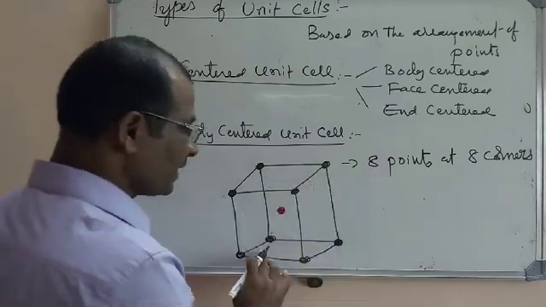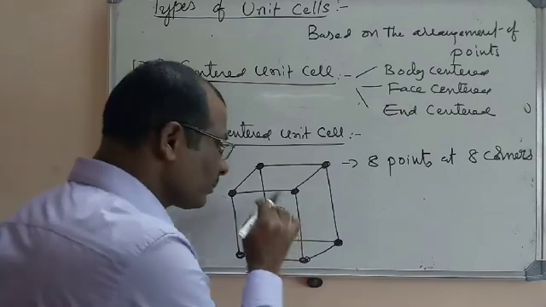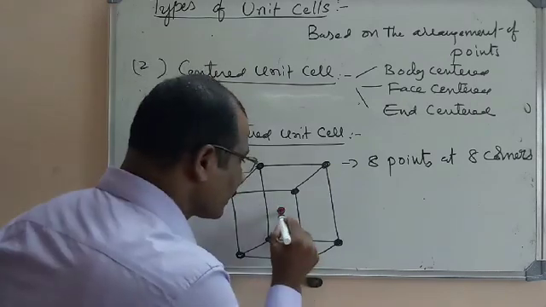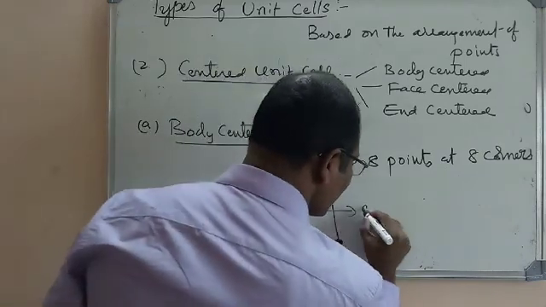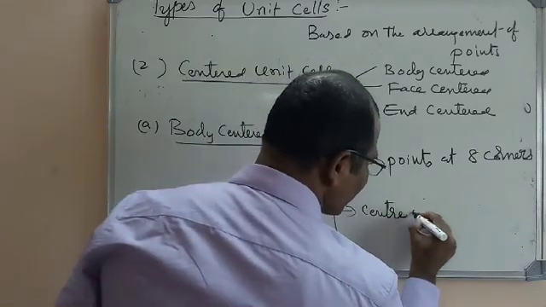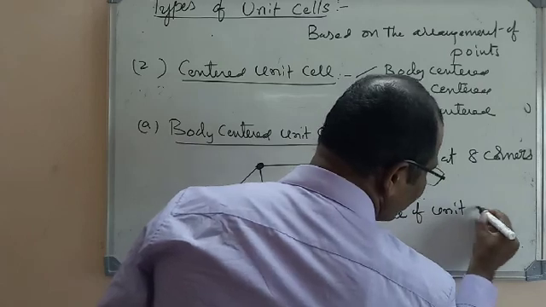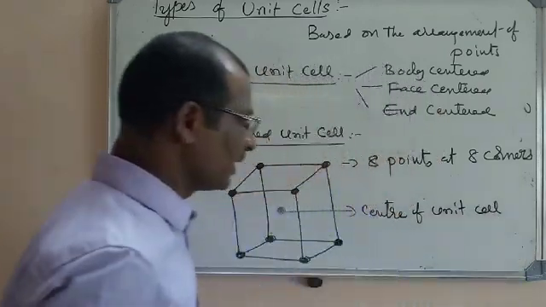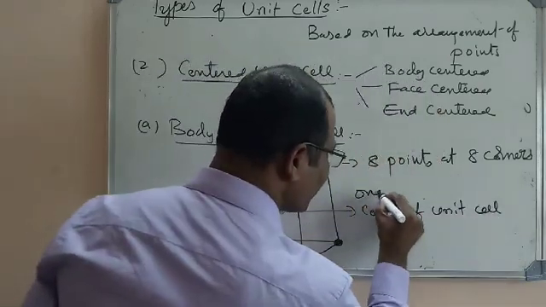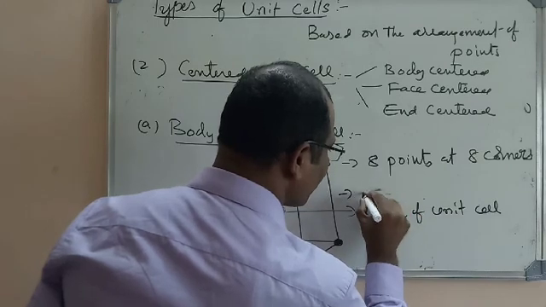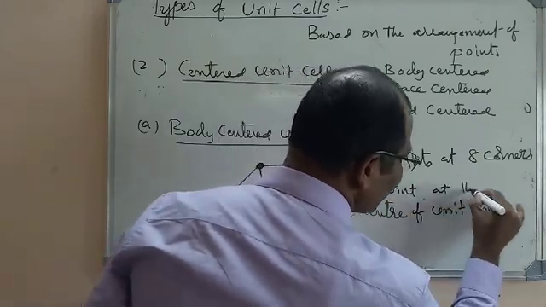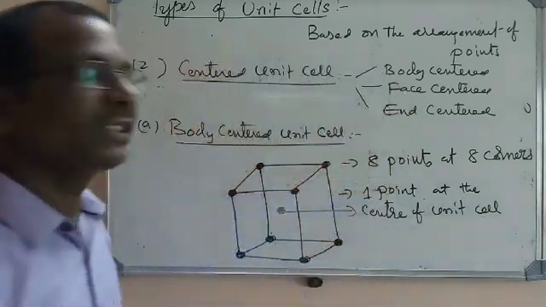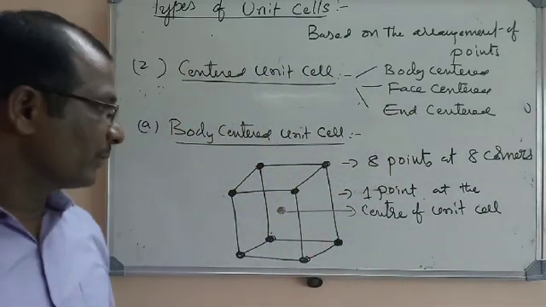First we have 8 points at 8 corners, and I have kept one more point at the center of the body. So this is the center of the body, the center of the unit cell. 8 at the 8 corners and only 1 point here, 1 point at the center of the unit cell. So this is called a body centered unit cell.